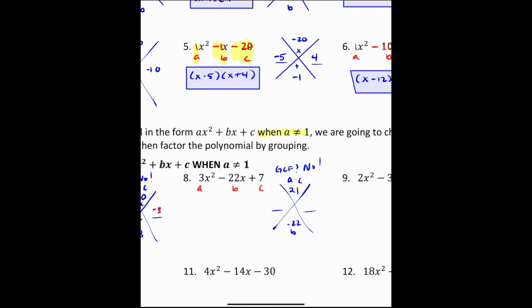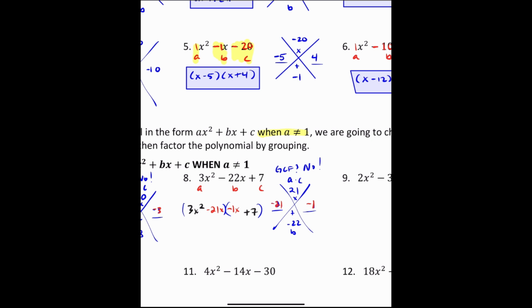So what are the two numbers that multiply together to give you 21 and add up to negative 22? I'm thinking negative 21 and negative 1. So we're going to split the negative 22 into two terms. But we're going to keep the 3x squared and the positive 7. But in the middle, we should have negative 21x and negative 1x. So, since we have 4 terms, we'll group the first two terms and the last two terms.